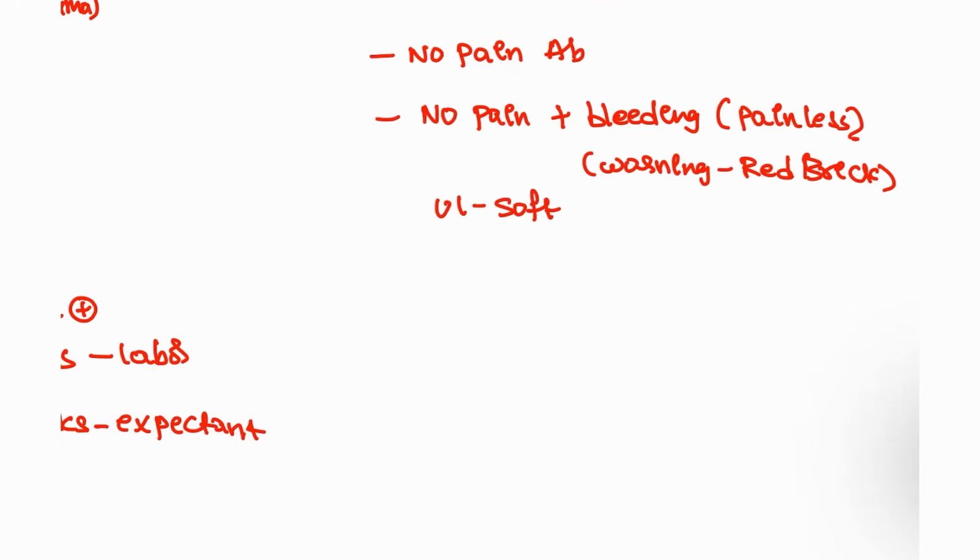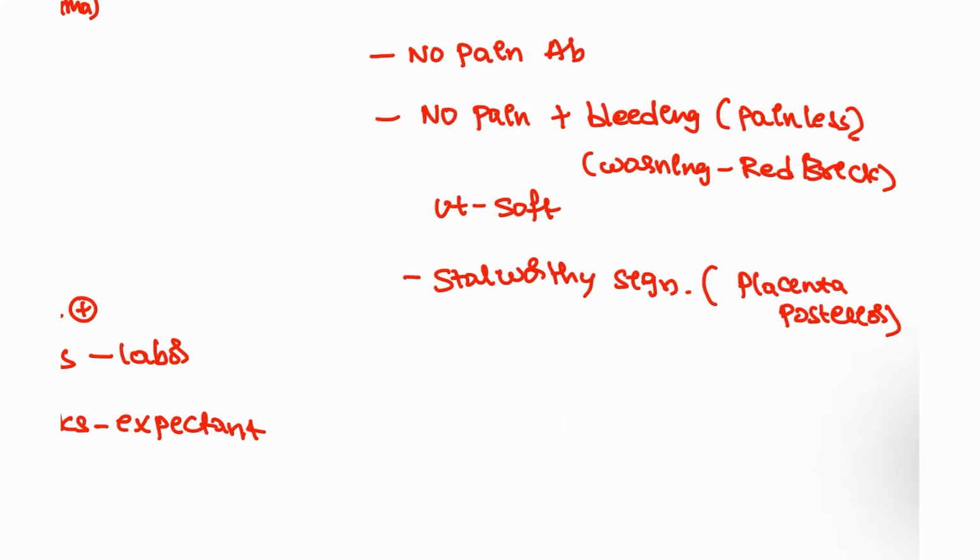For this patient, one of the criteria we see is the Stallworthy sign. Okay, Stallworthy sign. What does this Stallworthy sign mean? Usually in placenta previa patients, when the placenta is on the posterior side, we are going to see this Stallworthy sign.